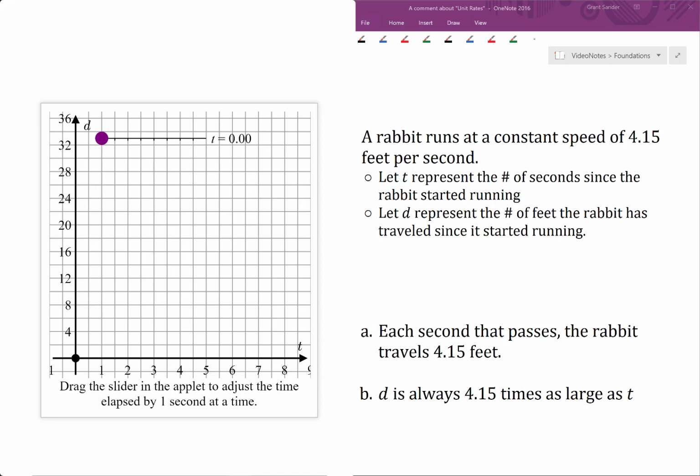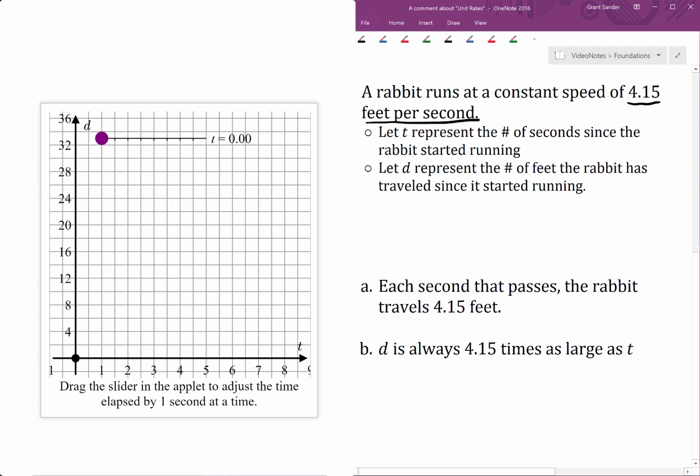So this idea of running at a constant speed of 4.15 feet per second, this unit rate of 4.15, there's two important ways we can think about this. The first one is each second that passes, the rabbit travels 4.15 feet. And this might be what your gut tells you to think about 4.15 feet per second. But it's also true that the distance the rabbit traveled, d, is always 4.15 times as large as the number of seconds, t, since it started running.